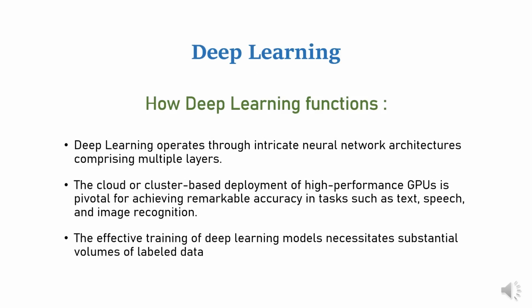How deep learning functions? Deep learning operates through intricate neural network architectures comprising multiple layers. The cloud or cluster based deployment of high performance GPUs is pivotal for achieving remarkable accuracy in tasks such as text, speech, and image recognition. The effective training of deep learning models necessitates substantial volumes of labeled data.